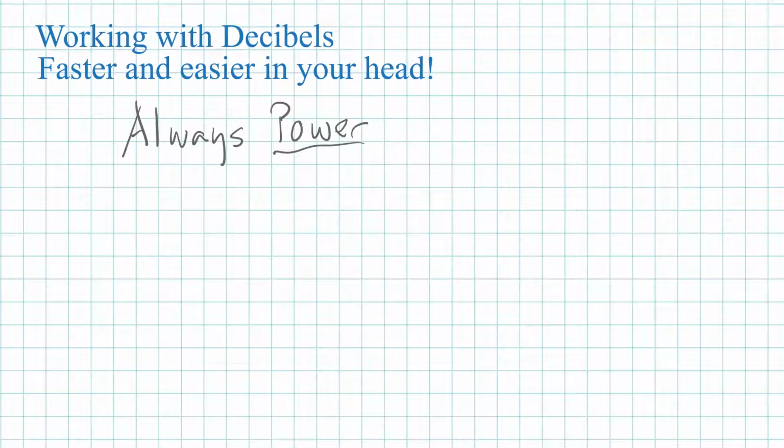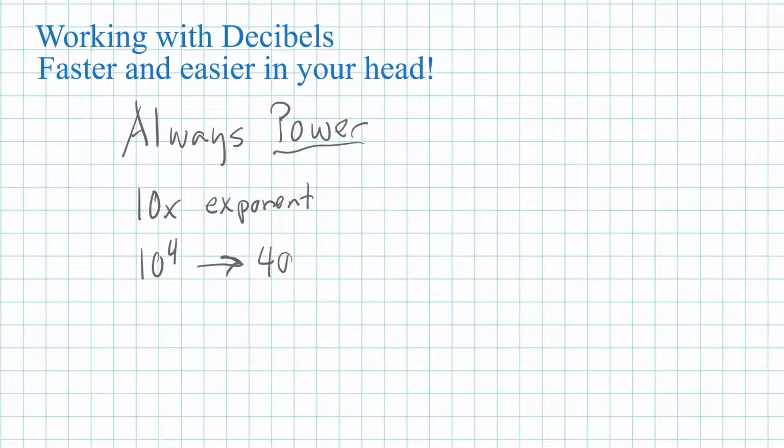Now, another aspect of the definition is that it's just based on a convention of taking the exponent of a power of 10 and multiplying it by 10. So simply, if you have a ratio of 10 to the fourth to 1, you just take that exponent of 4 and multiply it by 10, and you get 40 dB. Or if it's 1,000, 10 to the third, you get 30 dB. So that's really quite simple.